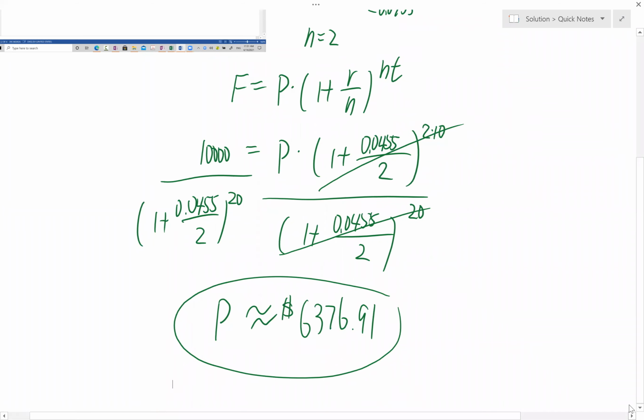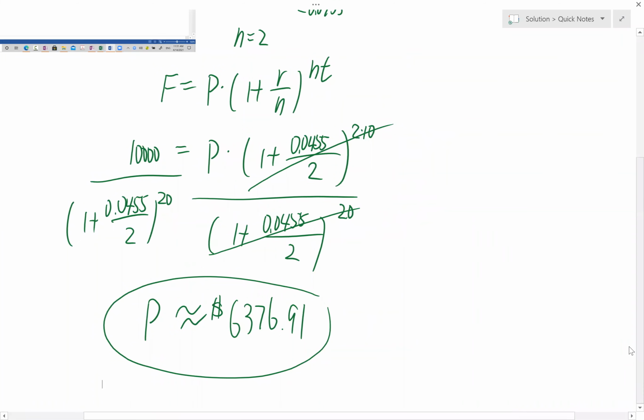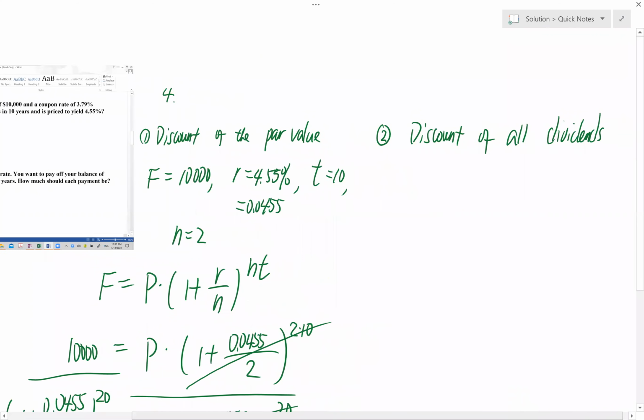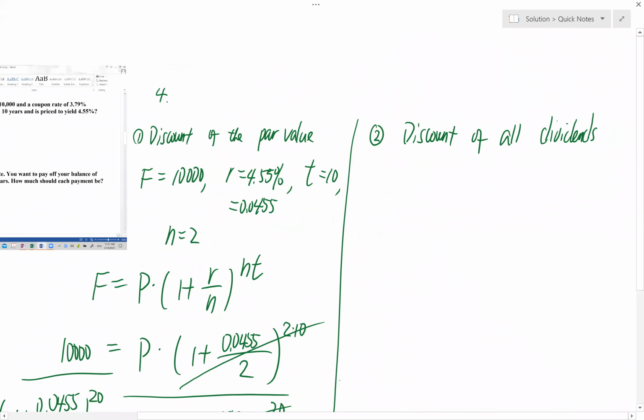Now let's move on to the second part. Let's find out how much all the interest payments are worth right now. So with discount of all the dividends. First of all, a dividend is like interest income treated like regular payment. So for that 10 years period of time, you receive interest twice a year, and the total amount of times you receive interest is 20 times. So the regular payments should be equal to 3.79% times 10,000. Okay. That should give us $379.